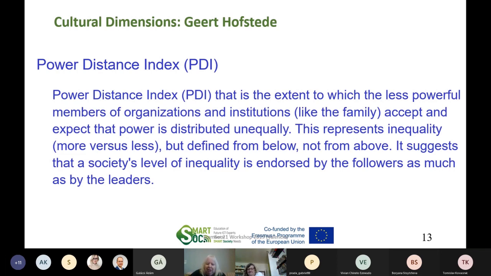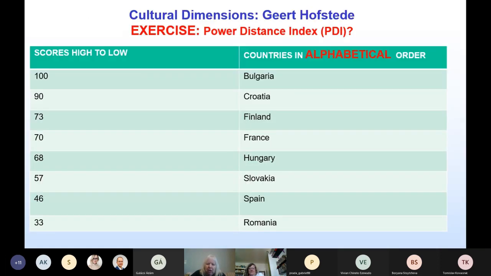So if Katia puts up the next slide, we have some examples. This is in alphabetical order. If power distance is very high, it's 100. If it's very low, it's 0. There is no country at all where it's 0.